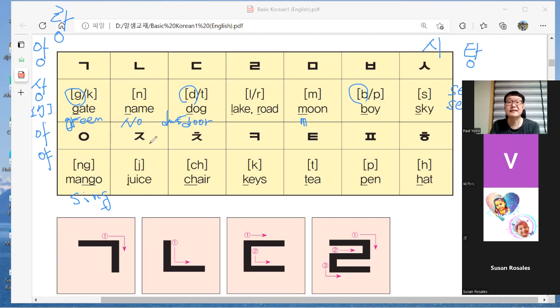And J sound. Juice, jealous, like this. J sound. And ch sound. Ch for chair, chicken, like this. Ch sound. And K sound. K is K in the alphabet. Key, Korea, right? K sound. And T sound. T for tomorrow, tank. T sound.